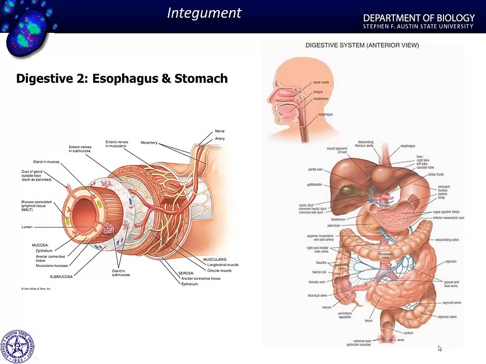Welcome to our second podcast on the digestive system. In the first podcast, we looked at the oral cavity. Now we're going to look at making our way down through the alimentary canal. And we're going to start with the esophagus and stomach.